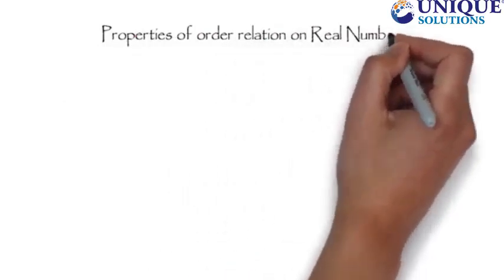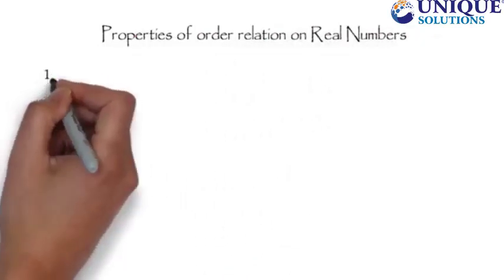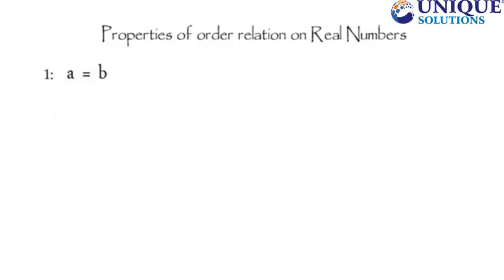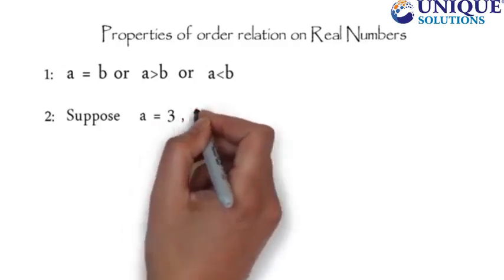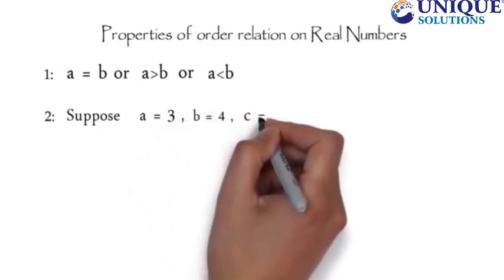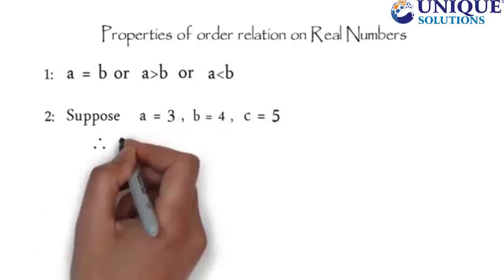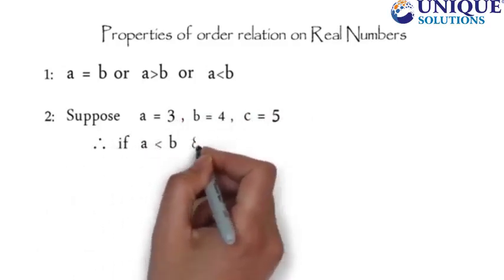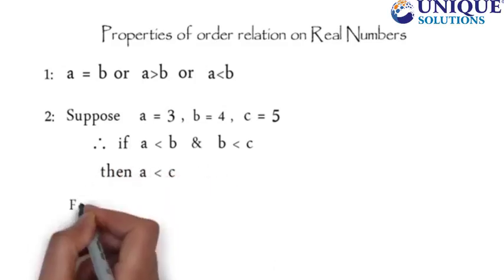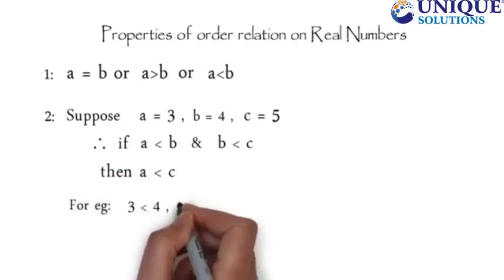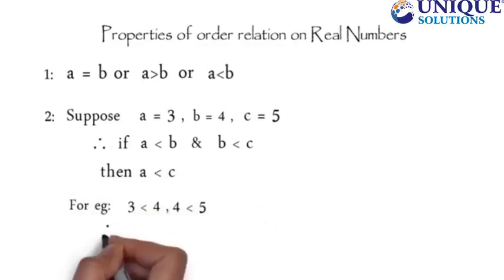Properties of order relation on real numbers. First, a is equal to b, or a is greater than b, or a is less than b. Second, suppose a is equal to 3, b is equal to 4, c is equal to 5. Therefore, if a is less than b and b is less than c, then a is less than c. For example, 3 is less than 4, 4 is less than 5. Therefore, 3 is less than 5.